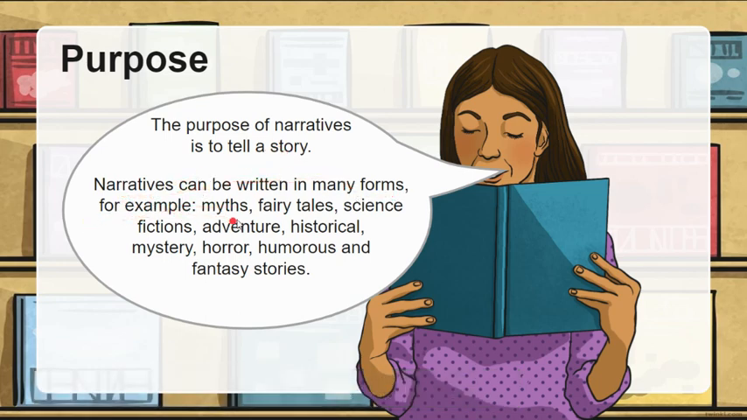For example, they can be myths, fairy tales, science fictions, adventure, historical, mystery, horror, comedies, or funny stories, fantasy stories, lots and lots of stories. Can you think of any stories or narratives that you are reading at the moment or ones that you've read in the past? It could be Harry Potter, Diary of a Wimpy Kid, or it could be Captain Underpants. Lots and lots of stories out there.